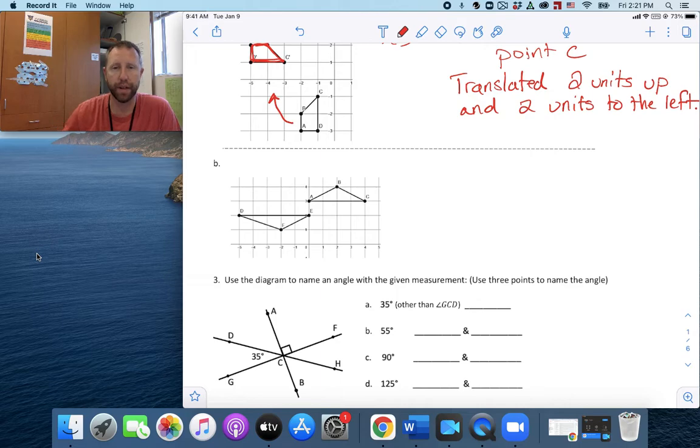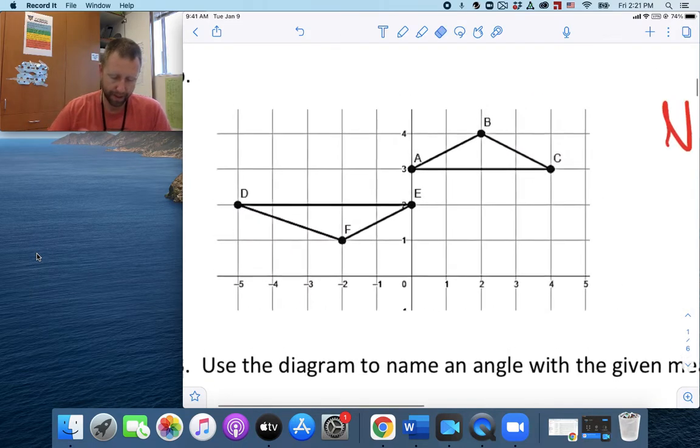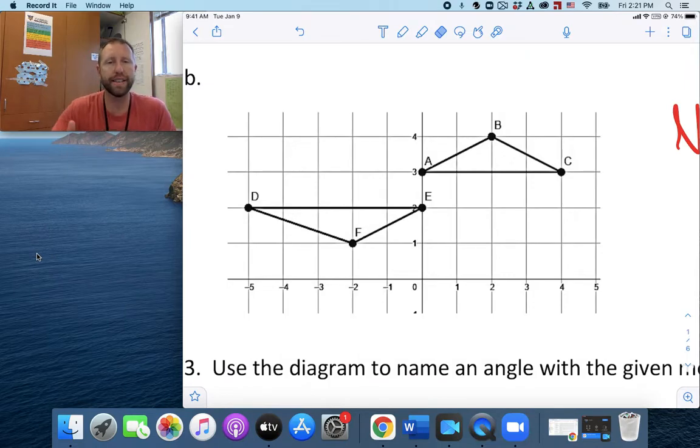But I noticed something. It doesn't pass the eye test. And what I mean by that is I'm going to put no. And the reason is I can tell just by looking at it that this side length is different from this side length, right? If I zoom in on this so you can see it a little bit easier, and you count how long is that side DE, from here to here is 1, 2, 3, 4, 5 units.